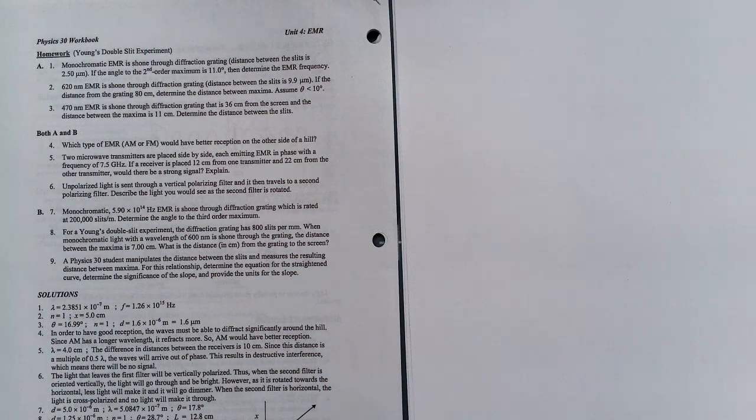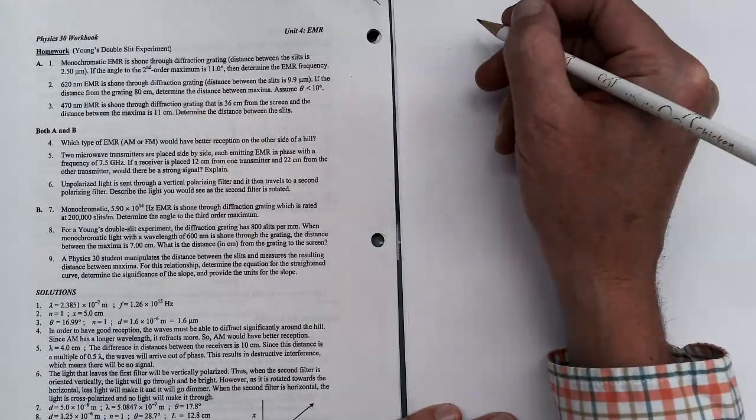Okay, Physics 30s, page 94 of the workbook. Let's take a look at some problems on Young's double slit experiment. Okay, so let's remember the basic equations.